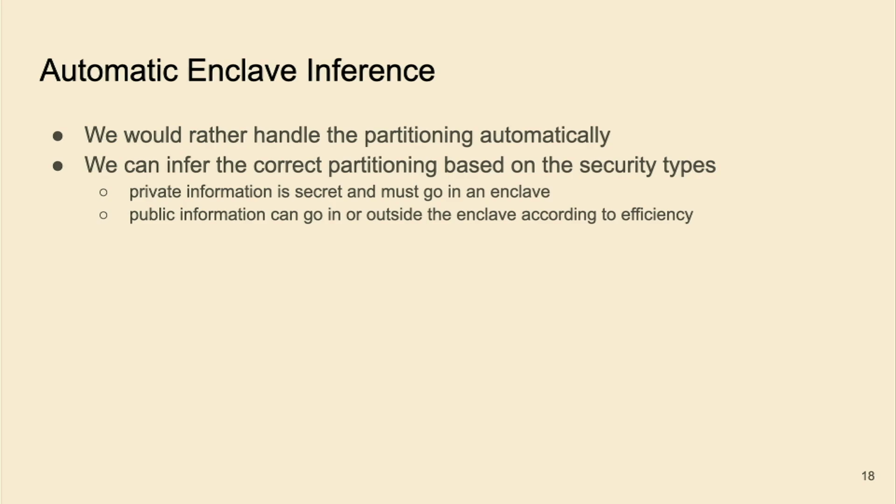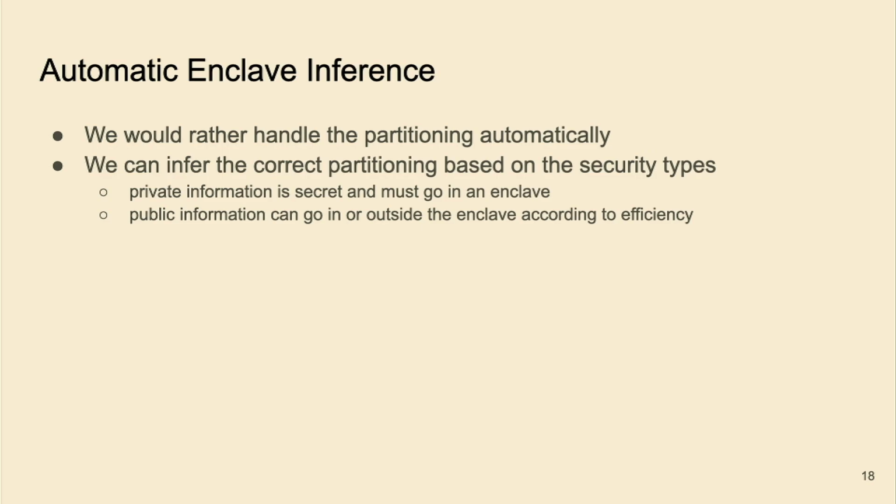We've already labeled the information that we want to be secret because we've used the IFC, we've labeled things as public and private. So we want to be able to just automatically choose a partition that guarantees that the private information goes inside of an enclave. And ideally we want to try to choose an optimal partition.